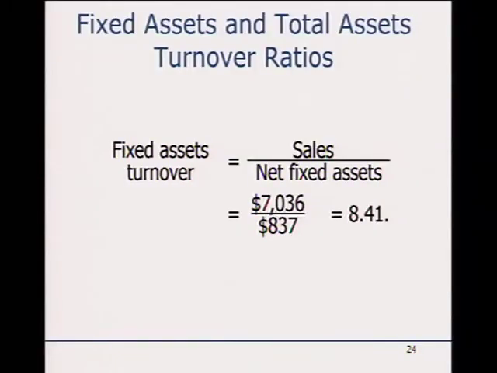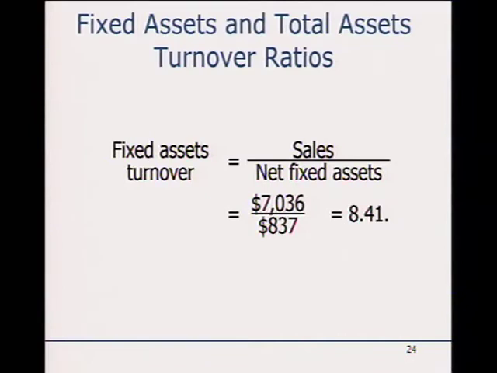So we look at the value of the net fixed assets and we look at the sales. It gives us a rough idea of the number of times it's selling: 1, 2, 3, 4, 5 times. In this case, it's generating about 8.41 times. So the idea is to just know where we get the figures. Net fixed assets 837. Where do you get the net fixed assets? You get them from the asset section of our balance sheet. That's where we get those figures.